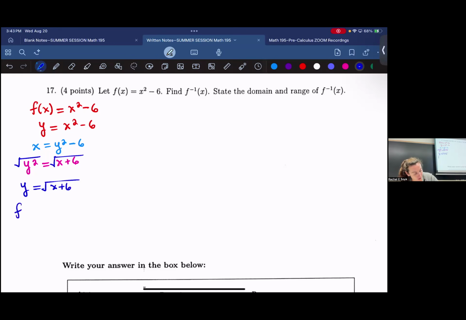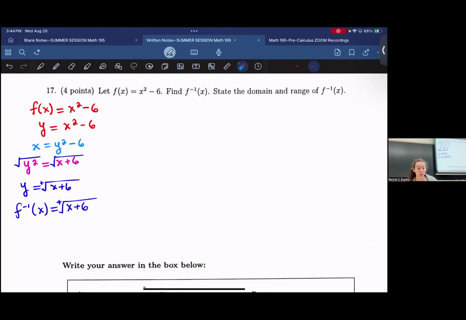And put in proper inverse function notation. f inverse x is equal to the square root of x plus 6. Really honing in on that positive one, because we want to make sure that it's a one-to-one function when we take the inverse. We restrict that domain. Okay, now we're asked to state the domain and the range of our inverse function.